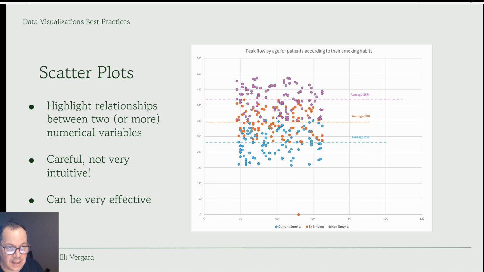So now we can see that even though we have data here that is mixed, the average for the current smokers is much lower than the average for the ex-smokers, than the average for the non-smokers. Also notice that a scatter plot can help us identify outliers.